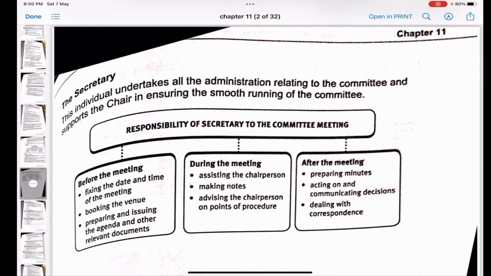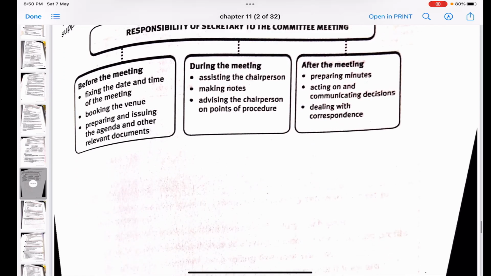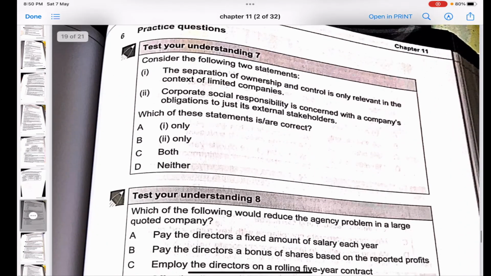What are the responsibilities to the committee meeting? The responsibilities of the secretary are fixing a date and time of the meeting, booking the venue, preparing and issuing the agenda and other relevant documents, assisting the chairperson, making notes, advising the chairperson on points of procedure, preparing minutes, acting on and communicating decisions, dealing with correspondence.